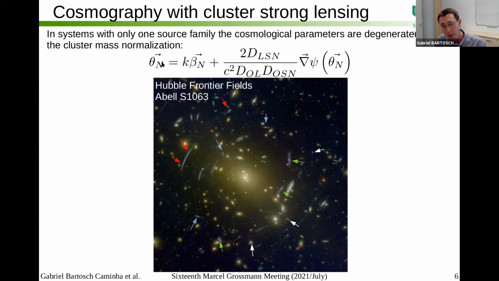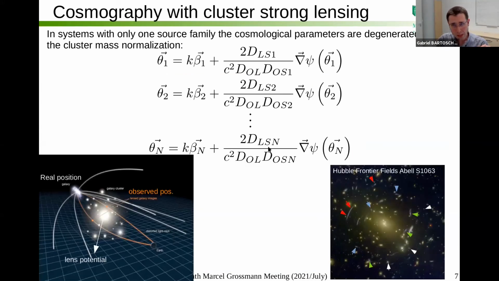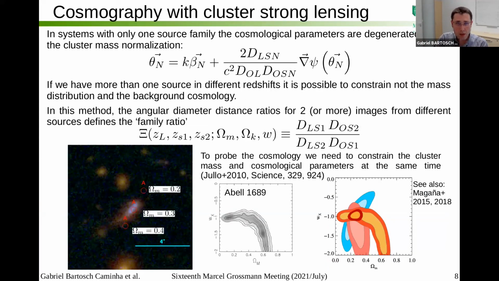So we have not only one lens equation, we have many lens equations, and for each lens equation, the lens potential is the same, but this quantity is different. In this way, we can break the degeneracy between the cosmology and the mass distribution of our cluster. Of course, this idea is not new. It has been explored in the past using the cluster Abell 1689, and this is the figure from Jullo et al. 2010, showing the cosmological constraints coming from this cluster strong lensing, using a lot of spectroscopy and very good photometric data.